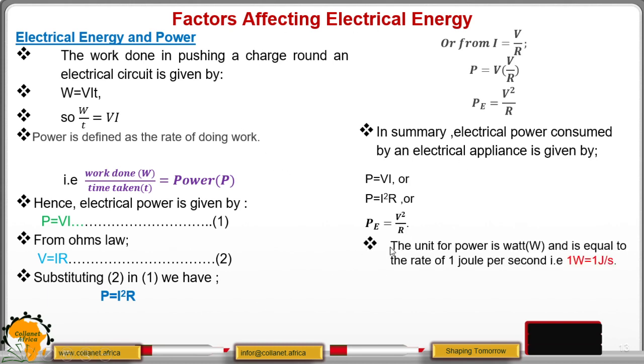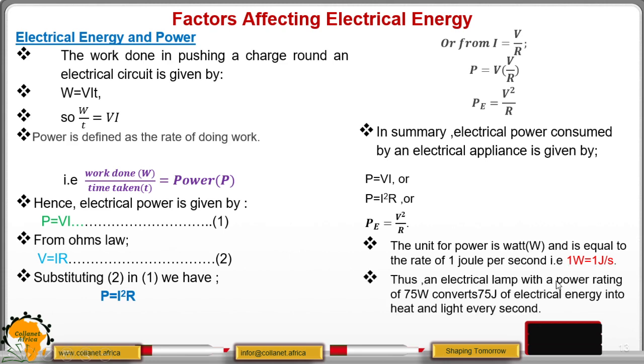Now from there, we can get the unit of power. And as you can see here, it is work done over time. We know that the SI unit of work done is joules, and the SI unit of time is seconds. So we can say that the SI unit of power is joules per second. But joules per second is the same as watt. Therefore, the unit of power is watt or joules per second.